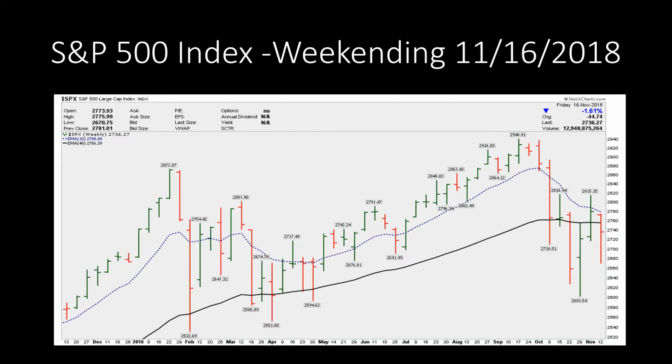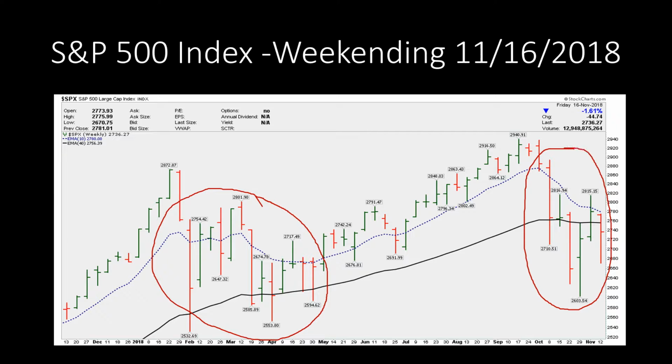Now, in 2018, the S&P has experienced two major pullbacks, one being from late January until the last week of April, and the one we're currently in began in late September. As of the 16th, it is below this key major moving average.